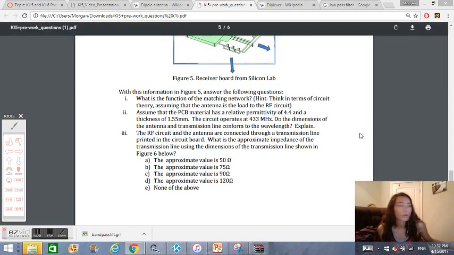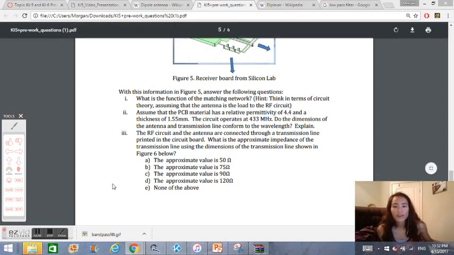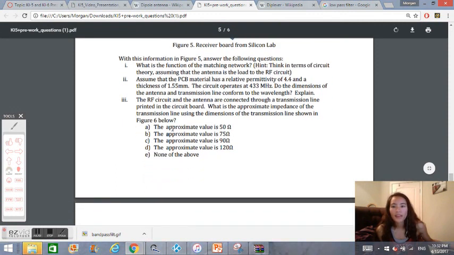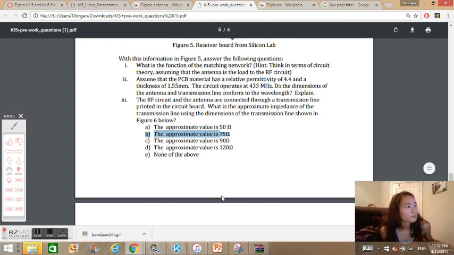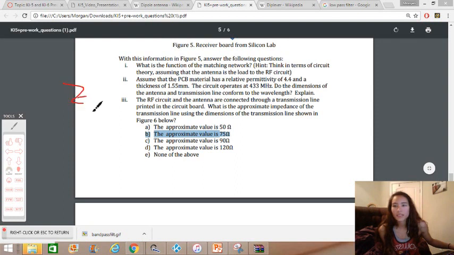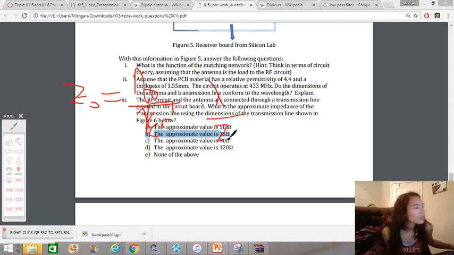Do the dimensions of the antenna and transmission line conform to the wavelength? I said yes, and there was some math behind that, which is over somewhere else. And then for impedances, for this one, I chose 75. So again, some math would be Z0 equals the thing that looks like an N, I think it's mu naught, over the square root of epsilon R times lambda over mu.